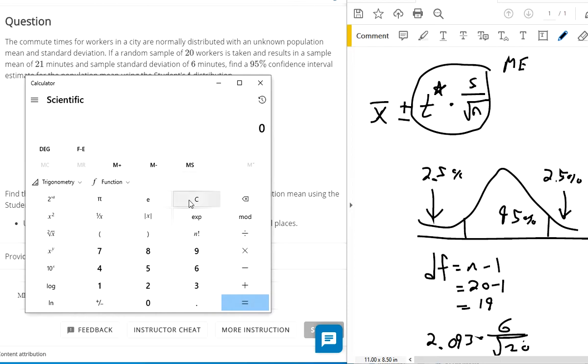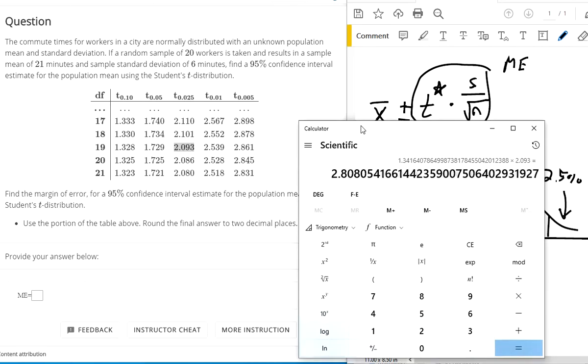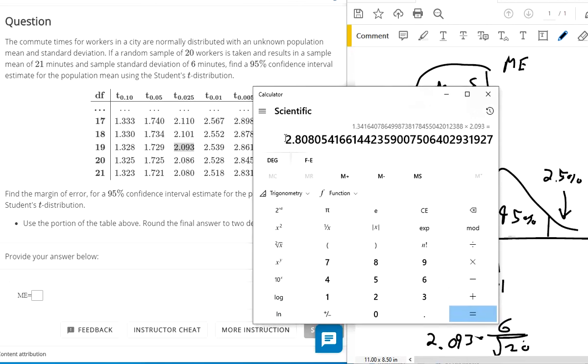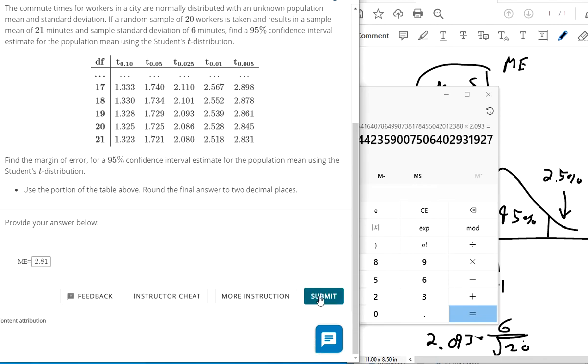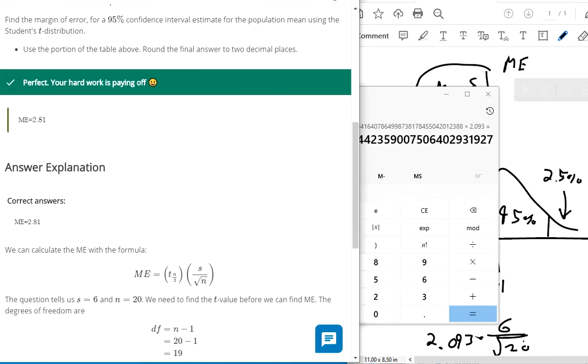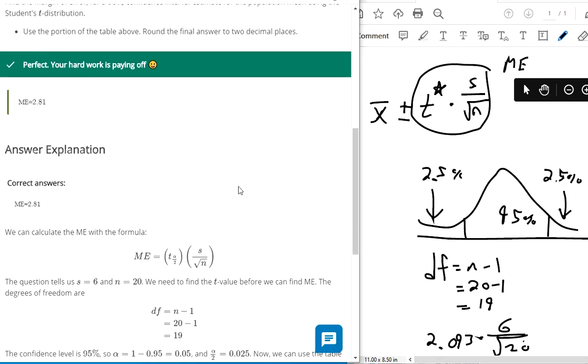I think I did something wrong. The square root of 20, 6 divided by, I think I hit times. There we go. That makes more sense. 2.808, and how many decimal places? 2 decimal places, so 2.81 is what we're going to put here. So for that margin of error, all you have to do is calculate this portion. That's your margin of error.